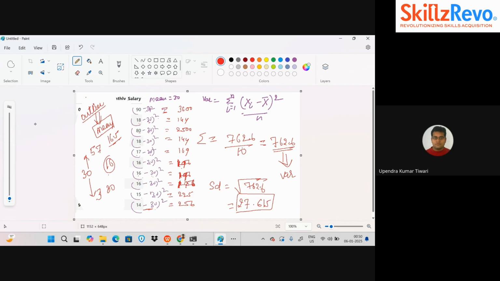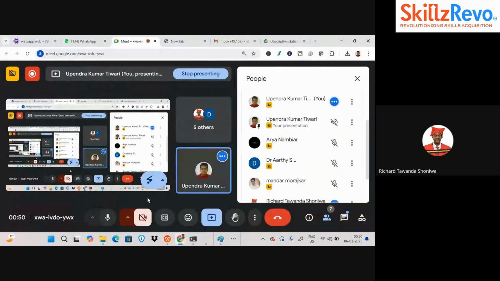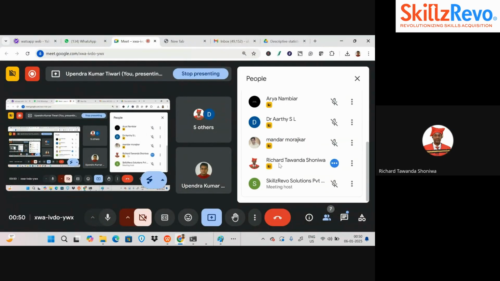Right now, let's stick to the values. You can see that the standard deviation is 27.615. How we have calculated it, you have seen. And what is the interpretation? The interpretation is that most of the data will be varying by approximately 27 up or 27 down. Makes sense? Dr. Aarti, Mr. Ricard, Arya, Mandar, any question?